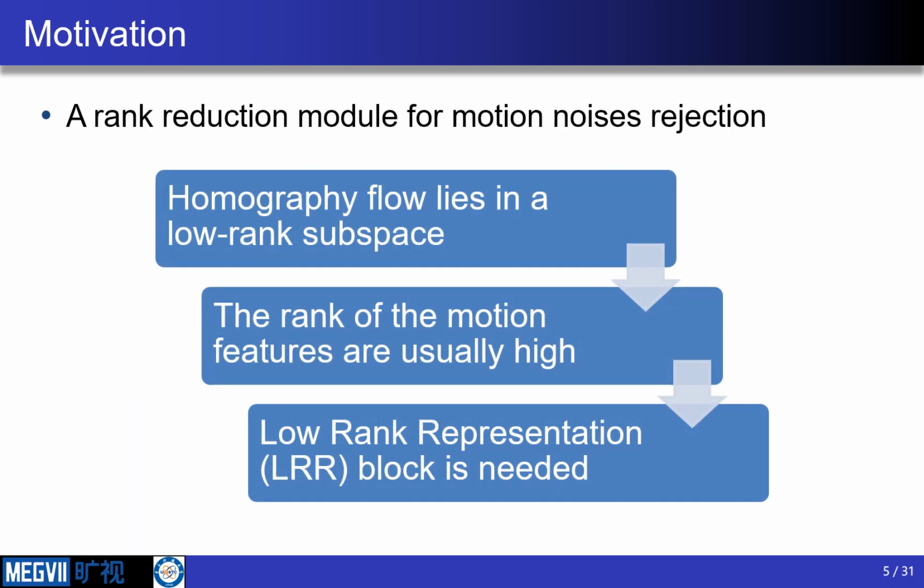As homography has only 8 DOFs, the homography flow lies in a low-rank subspace. However, the rank of the motion features through the network is usually much higher than that of a homography. From this observation, we propose a low-rank representation block to decrease the rank of the features by projecting them into their low-rank subspaces.